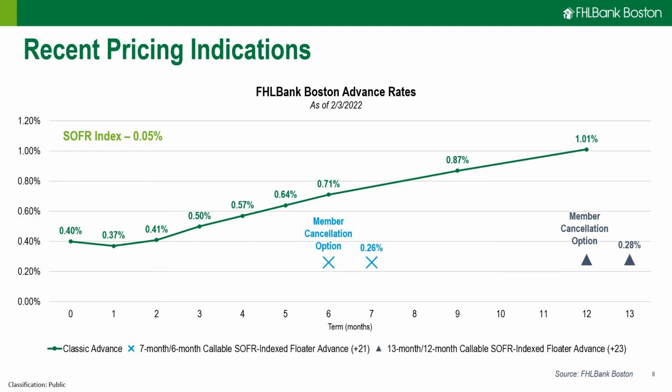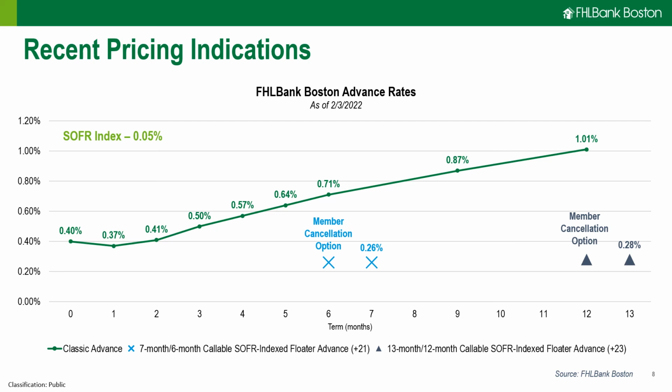The other structure further to the right is a 13-month / 12-month advance. So again, that's going to be a 13-month maturity with the member option at the 12-month mark to call the advance if they want to. So you can see, because of the expectation that the Fed will be hiking rates in 2022, the yield curve is positively sloped, and you have longer-term fixed rates much higher than where short-term rates are.